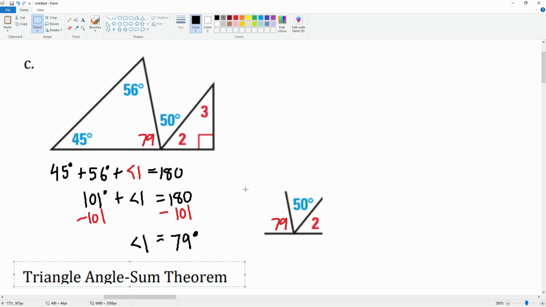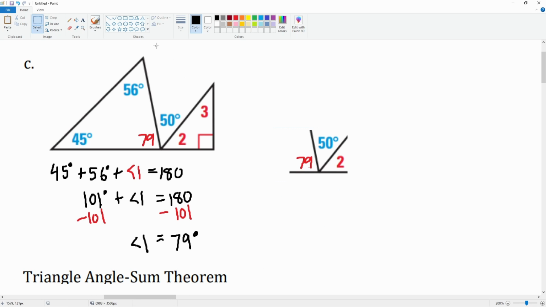Okay, this forms what? So take a look. That's your 50 degrees, right? That's your missing angle, and that is your 79 degrees. This forms what sort of shape? Yes, it makes a line. This is a linear pair or a linear sum. So 79 degrees plus 50 degrees plus angle 2 is equal to 180 because it makes a straight line.